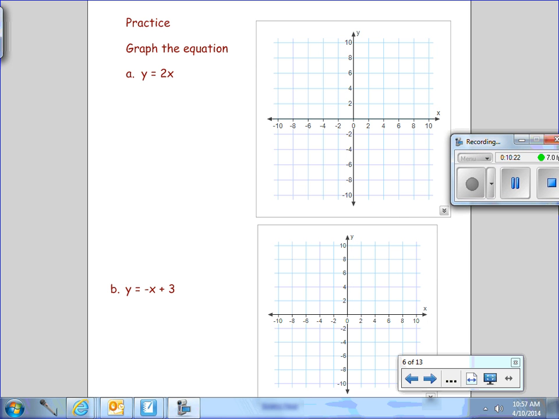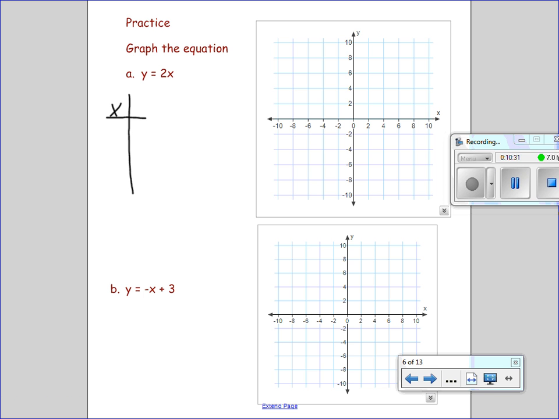So in our practice problems, we're going to graph the equations, A and B. So you will start off by making your table. We can still use these numbers to be able to solve it easily. For each one. And we'll come back and we will check our work.